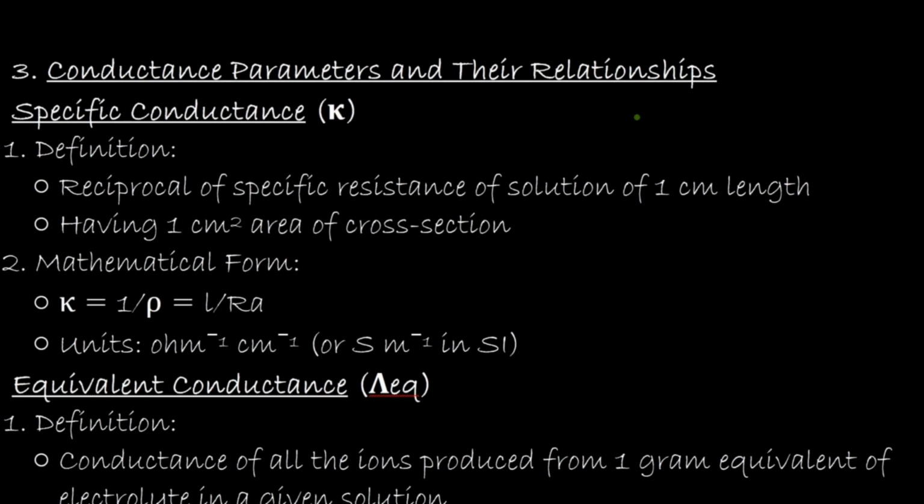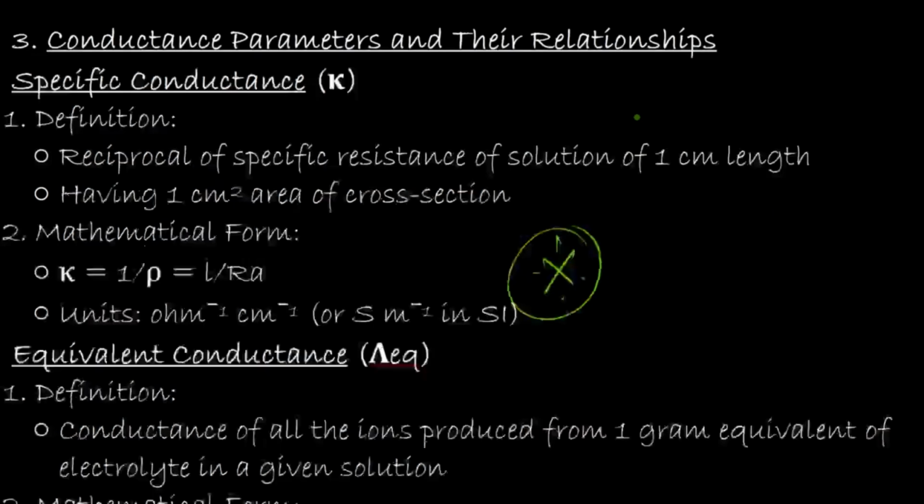First one is specific conductance, kappa. It is the reciprocal of specific resistance of a solution of 1 centimeter length, having 1 centimeter square area of cross section. The mathematical form is L by RA, and the unit is also important over here. Simple questions can be asked from this part.